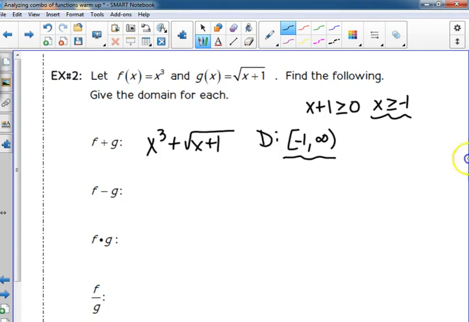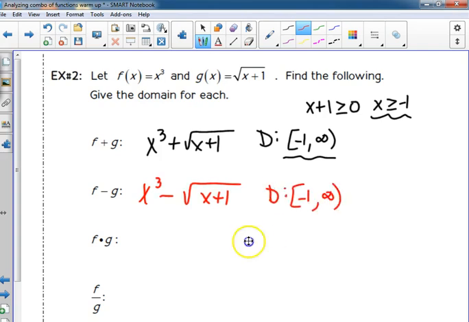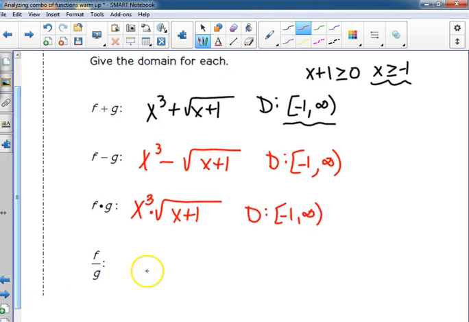I don't care. All right, f minus g. This should take about 3 seconds. Anybody? Domain? Same. That was longer than 3 seconds, but we'll work with it, okay? F times G. It's just this times this, and I don't think we need to do anything with that. Domain? Still the same. And F divided by G?